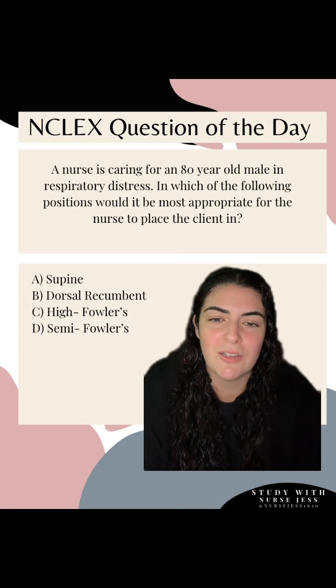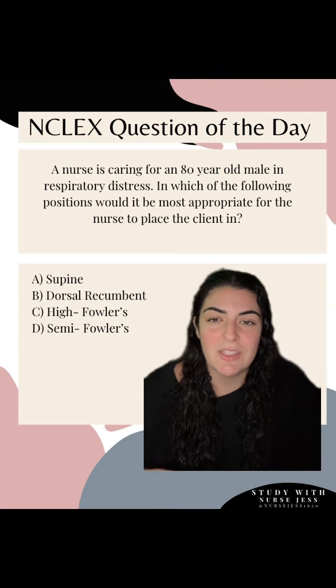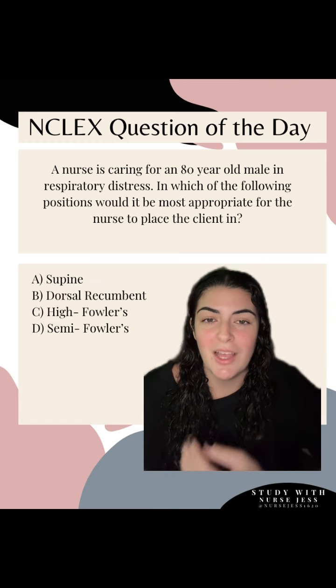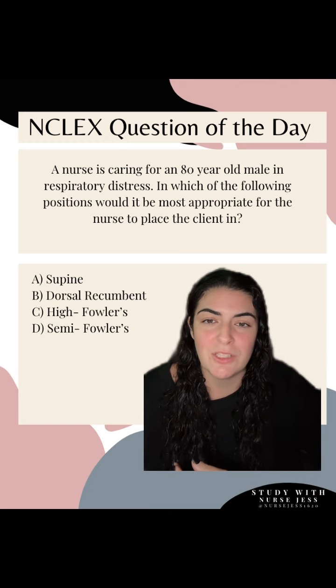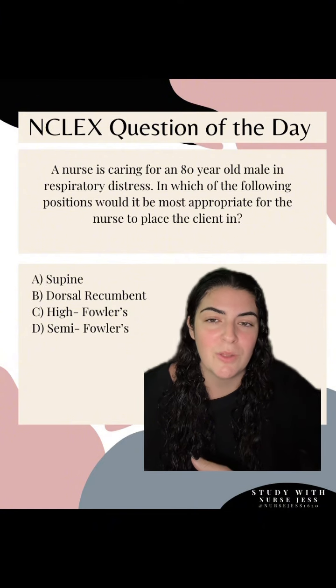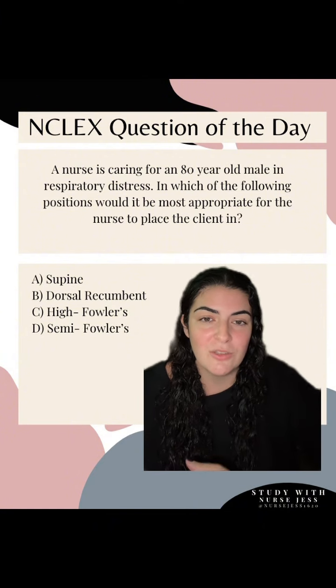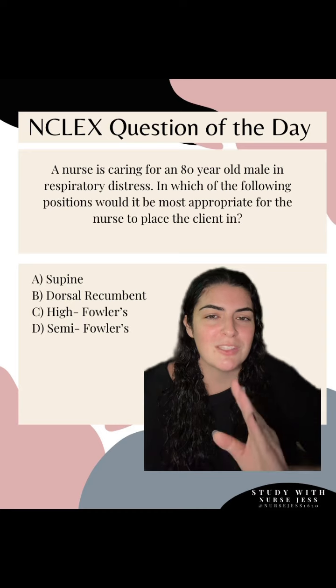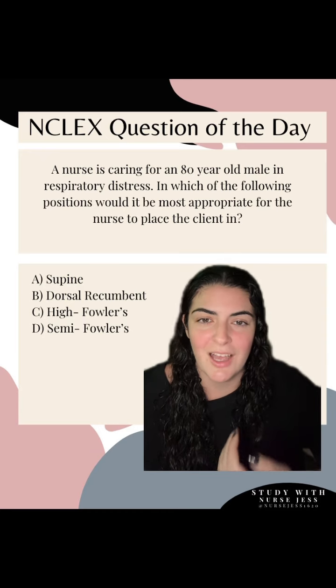So, not the answer. So we've narrowed it down to options C and D. These are two types of Fowler positions. In my last video, I broke down which of these positions meant. So if you remember or saw that video, high Fowlers is when the head of the bed is 60 to 90 degrees, so they're sitting upright. And semi-Fowlers is when the head of the bed is 30 to 45 degrees, so they're sitting up but not as high as they can.